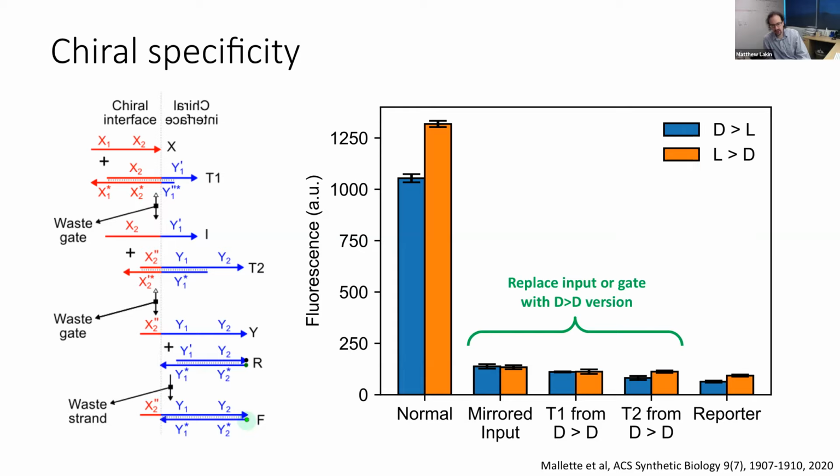The way that we tested this was we take the normal heterochiral, as we call it, system. The blue one is D to L, the orange ones are all D to D. That is here on the left. The far right is just a control where it's just the reporter, so this is the background fluorescence of the reporter molecule itself. The ones in the middle are what happens if we either swap the chirality of the input, or if we take one of these two gates, T1 or T2, and replace it with the D to D version, which, depending on which one this is, will either prevent it from accepting the input from above or produce a downstream output that does not match. These are all indistinguishable from the background. Therefore, we claim that this system is indeed chirally specific.